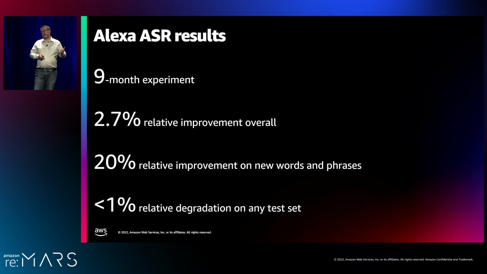And then finally, the model degraded by less than 1% on any given test set. So remember this catastrophic forgetting issue, right? We did see that some of our older test sets started to get a little bit worse. And without the memory replay that I described, the degradation was more like 4 or 5%. But with the memory replay, we're able to shrink that down to less than 1% while getting all the other gains.